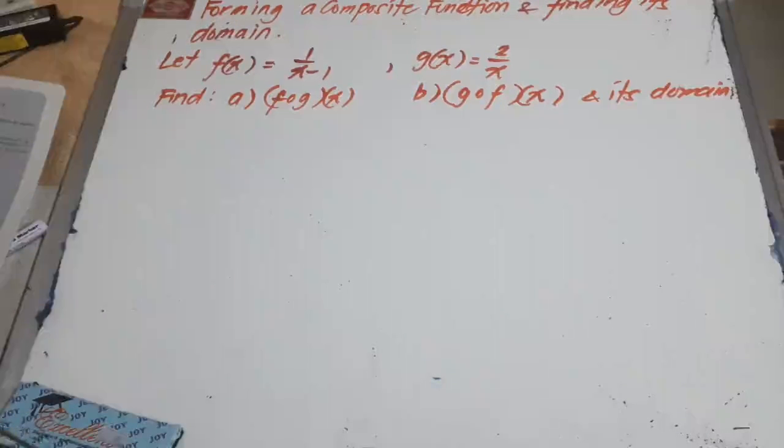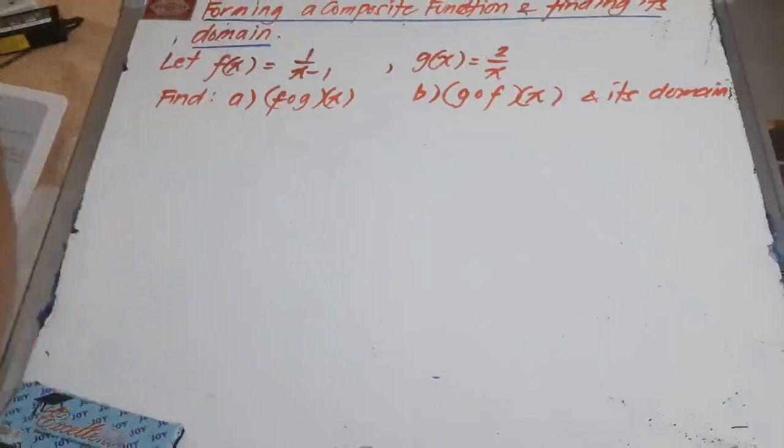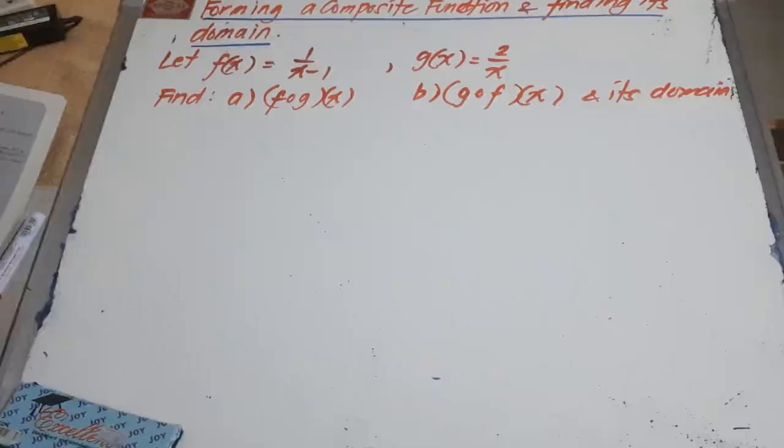So here is my first example in finding the composite function of two or more functions and the domain of the resulting function. Okay, so this is forming a composite function and its equivalent domain. So if we have here a function f of x equals 1 over x minus 1, and we have another function g of x equals 2 over x, find a) f circle g of x and b) g circle f of x and its domain.